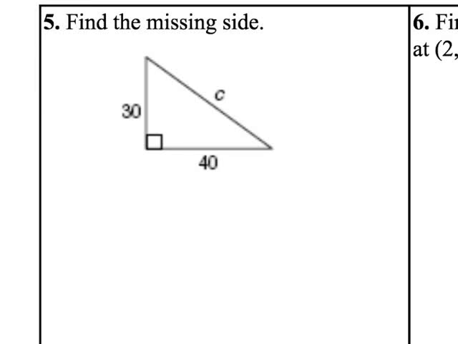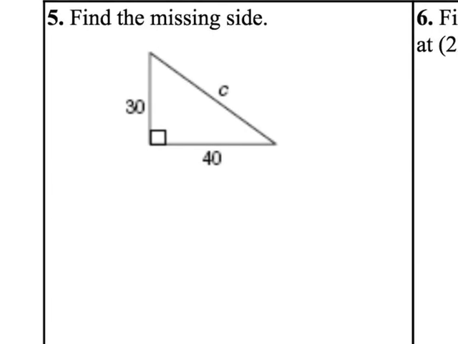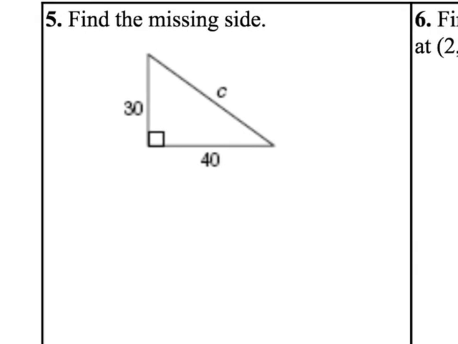Number 5 asks us to find the missing side. So looking at this triangle, you should recognize this little right triangle sign right here, and that's key. And we know that when we have right triangles, we can use the Pythagorean theorem, which is a squared plus b squared equals c squared. Just remember that a and b are always legs, and c is always your hypotenuse, or the longest leg.